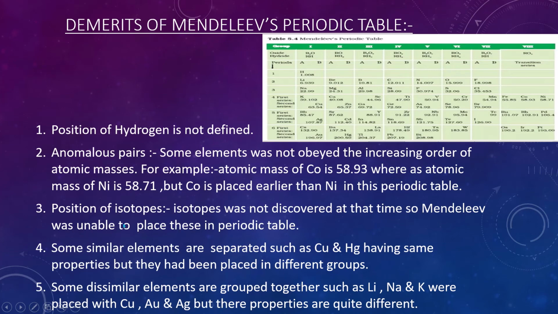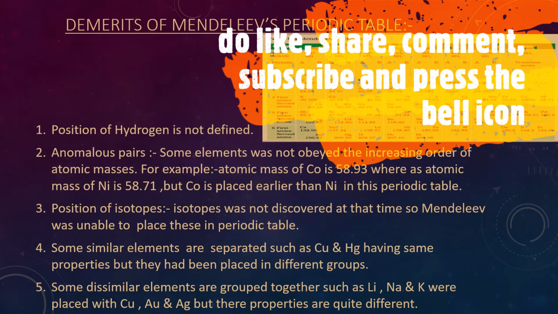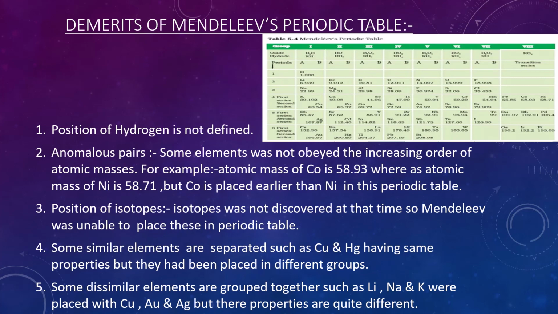Now, position of isotopes. Mendeleev's periodic table is based on atomic masses, and we know that isotopes exist. Isotopes, you know very well, you have already studied in the 9th class. Isotopes are atoms of an element having the same atomic number but different atomic masses. Hydrogen has 3 isotopes, that is hydrogen 1, 2 and 3. Hydrogen, deuterium, tritium. Oxygen has 2 isotopes, that is oxygen 16 and oxygen 18. At the time of Mendeleev, isotopes were not discovered. So Mendeleev didn't know about this. So this periodic table is based on atomic masses, but there is no reason given for the isotopes.